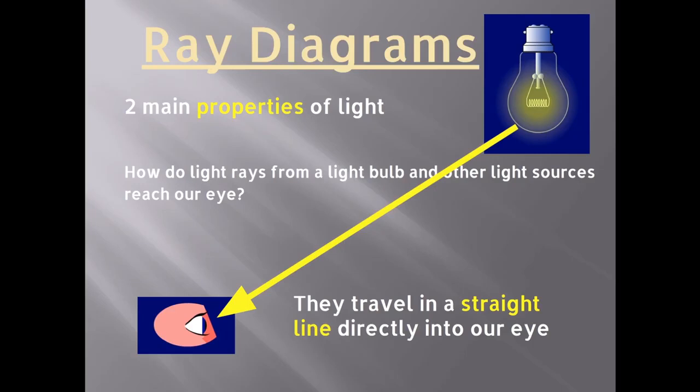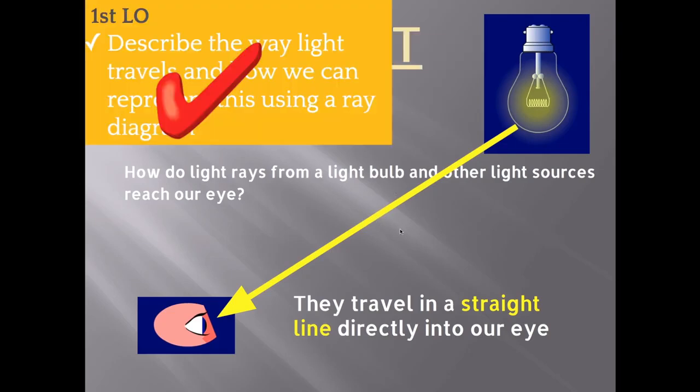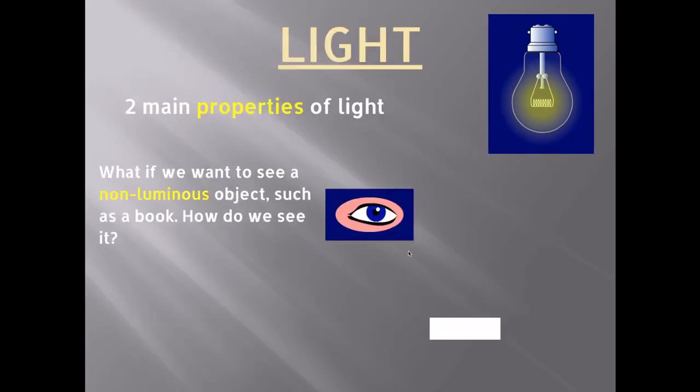It travels in a straight line, always in a straight line, which means we can mark the path of the light from the eye as a straight line, and we want to put an arrow on it to say this is the direction of the travel of the light. So, our first learning objective, how light travels, how we can represent it using a ray diagram. Now, literally the ray diagram is a straight line with an arrow on showing where the light started and where it ends up. That is your ray of light.